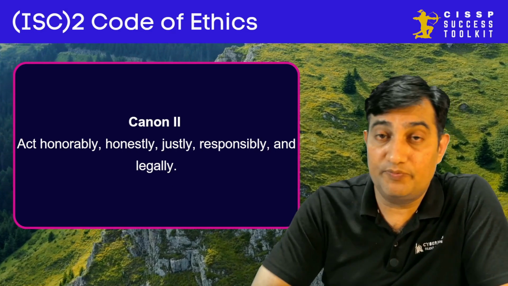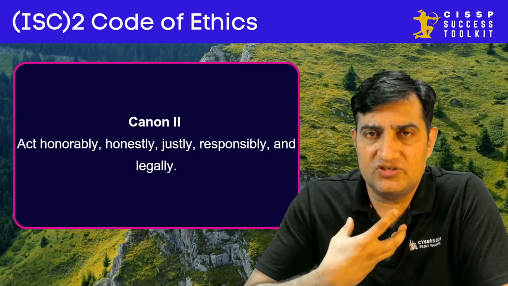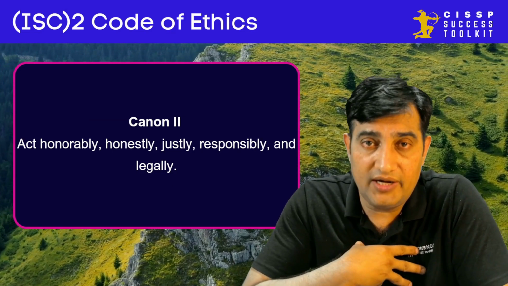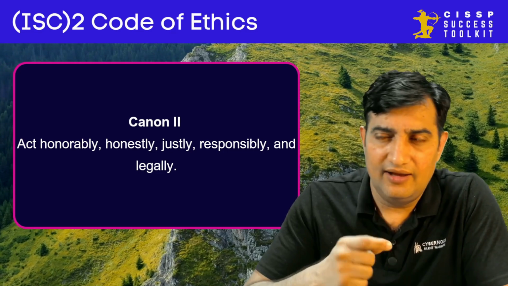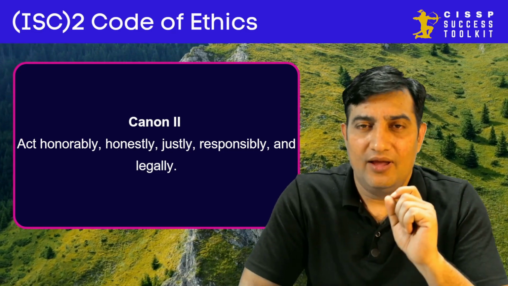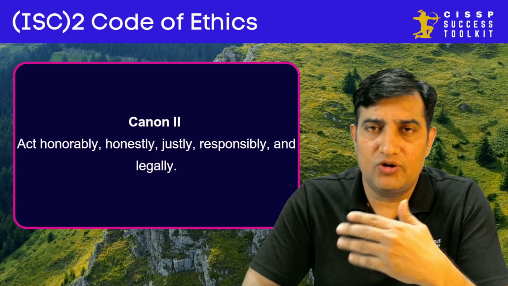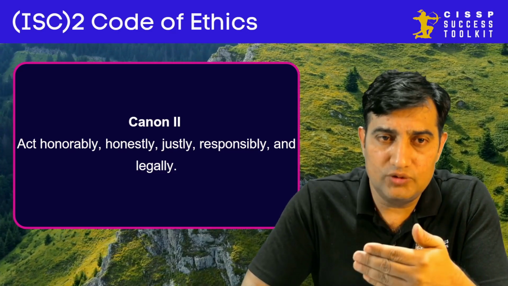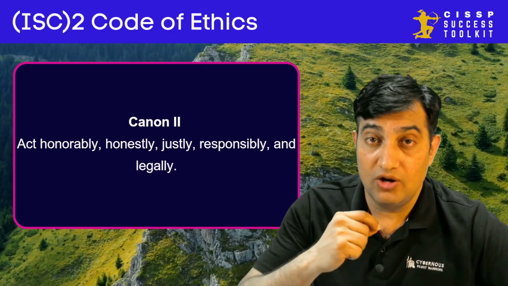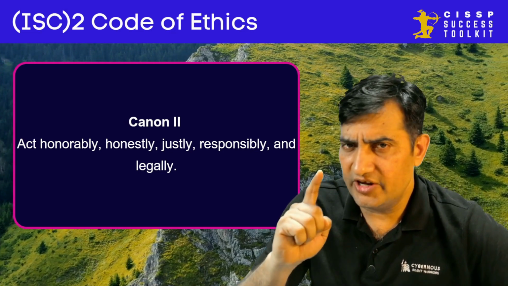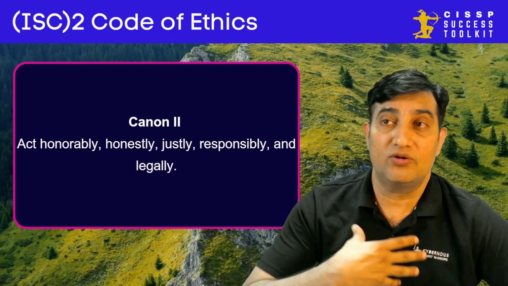Canon number 2 is purely based on your personal conduct, which means you have to act honorably, honestly, justly, responsibly and legally. Let me explain a little bit. When we say honorably, you have to be honorable to everyone, even if you are doing a particular investigation, even to those people whom you are interrogating. So you have to be honorable to each and everyone. When we say honest, you have to be honest to your principals, you have to be honest to society, you have to be honest to your clients.